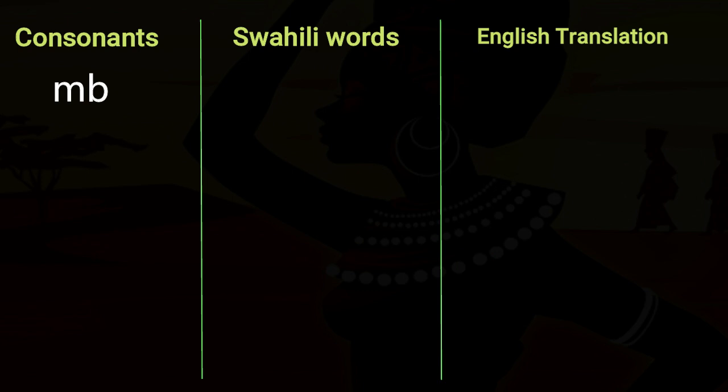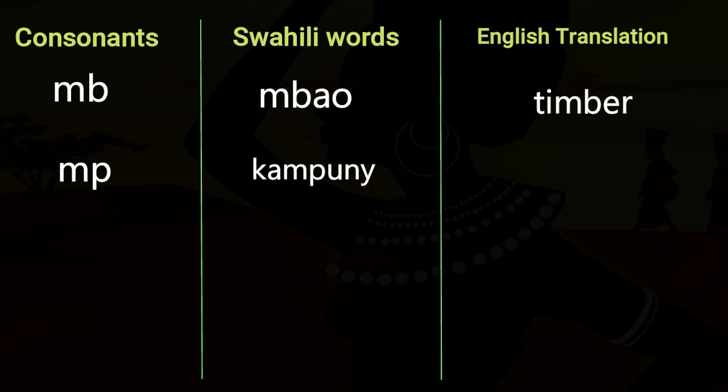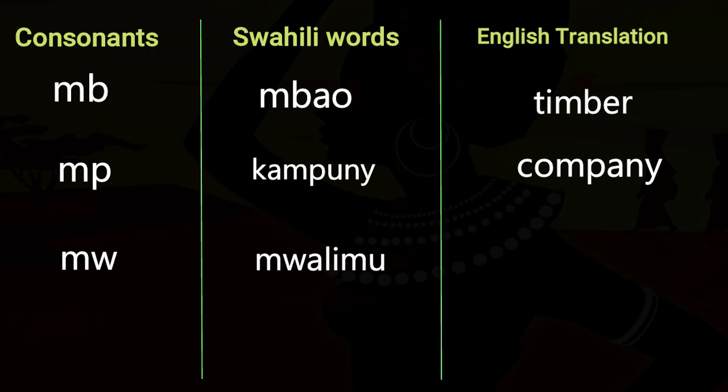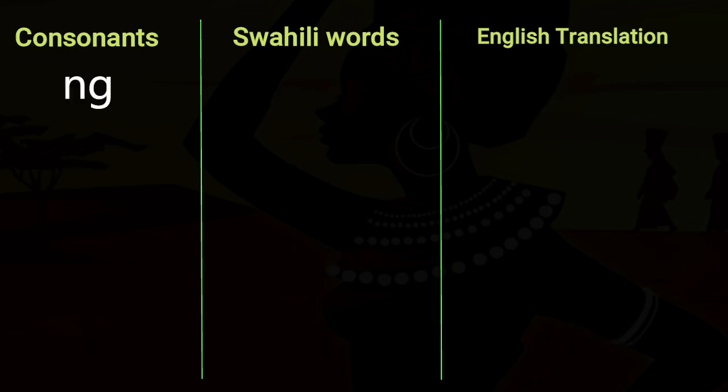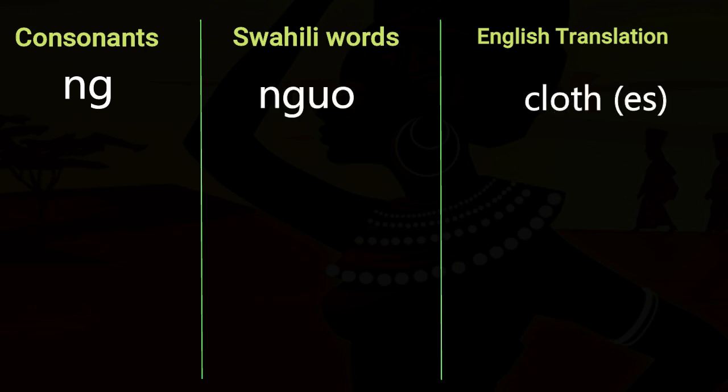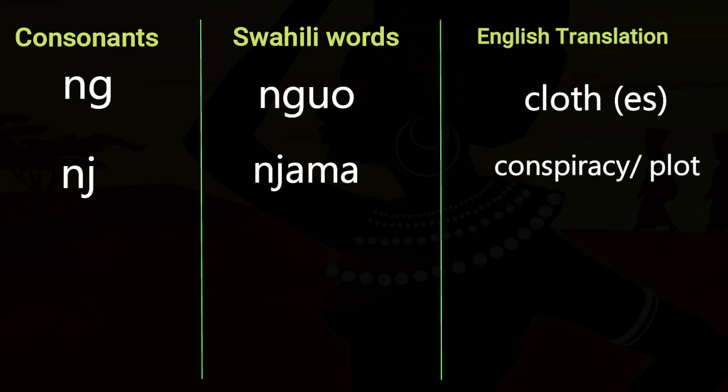Mba, mbao, timba. Mpa, kampuni, company. Mwalimu, teacher. Ndimu, lime. Nguo, cloth. Njama, conspiracy.